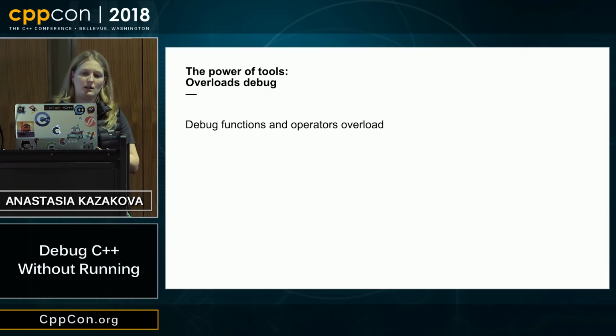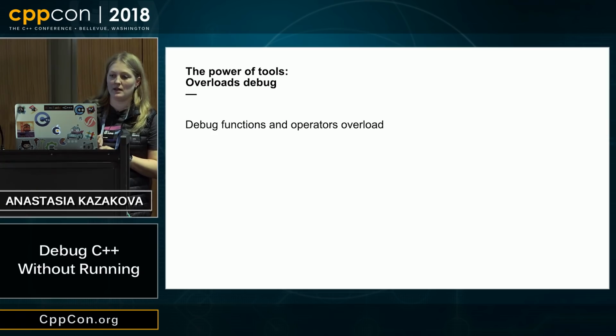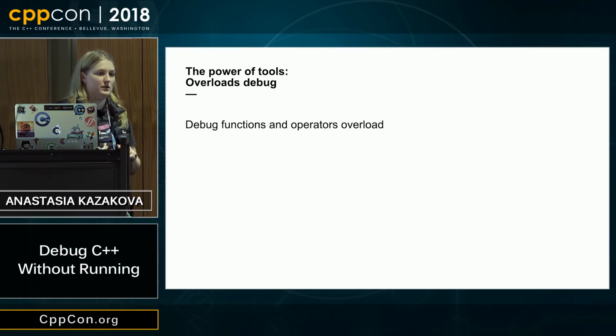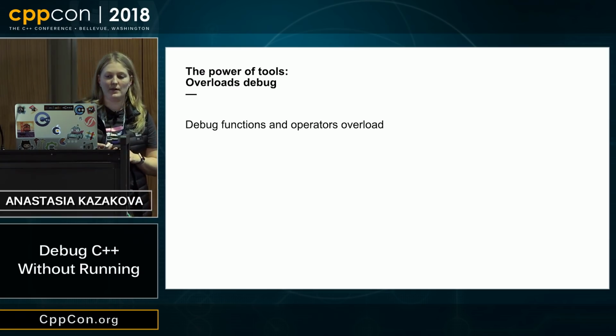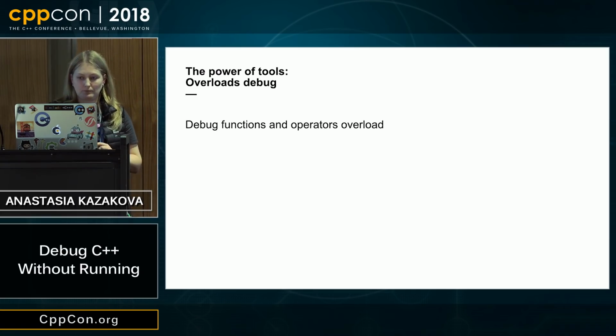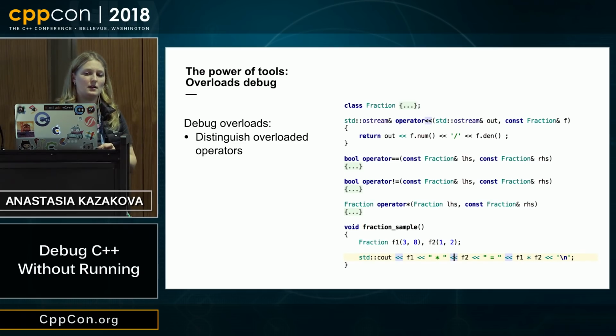Now let's come to the overload debugging: debugging function and operator overloads. Here our goal is just to understand which particular overload was used, and that's the main question. Let's first take a look at the operators. For operators, it's kind of complicated because the standard operators are overloaded in the libraries many, many times. You get lots of options.